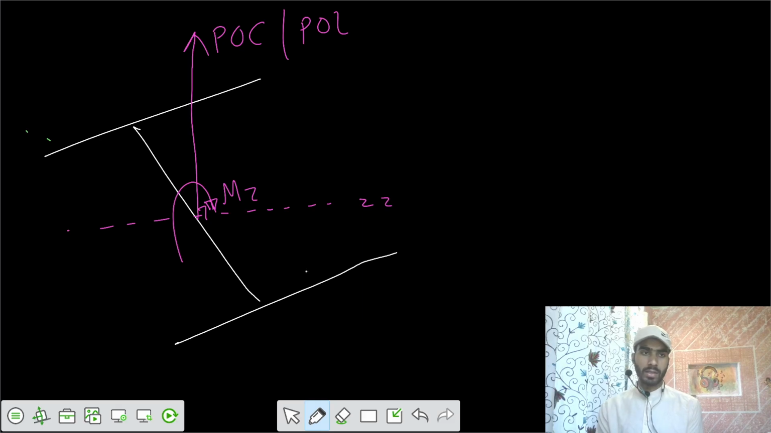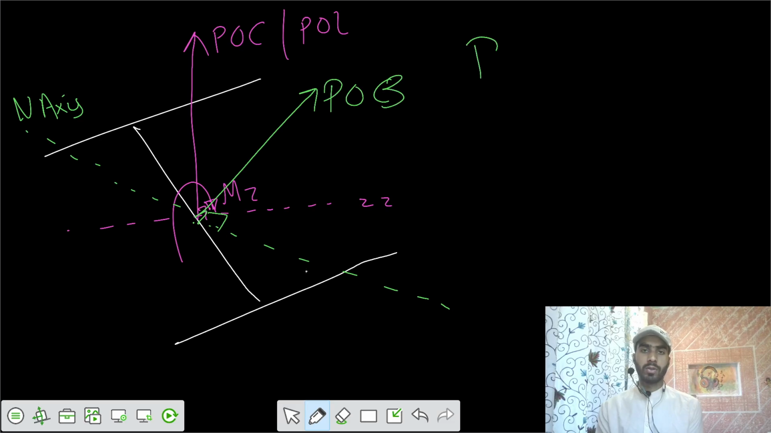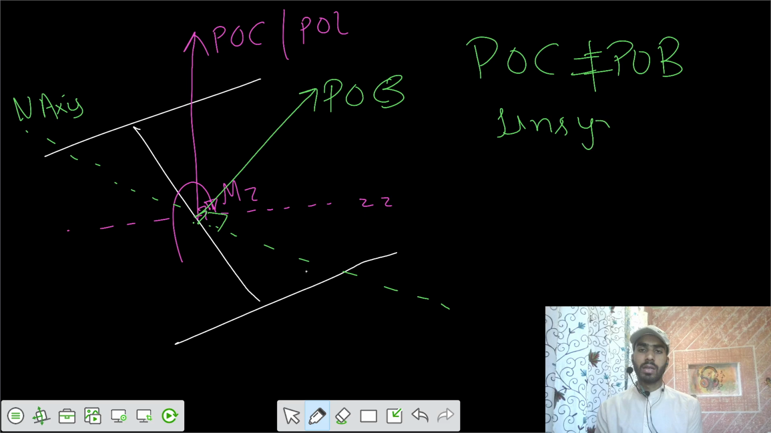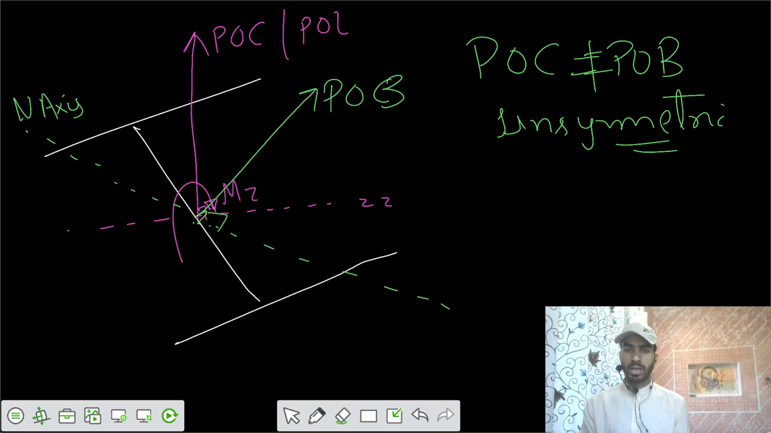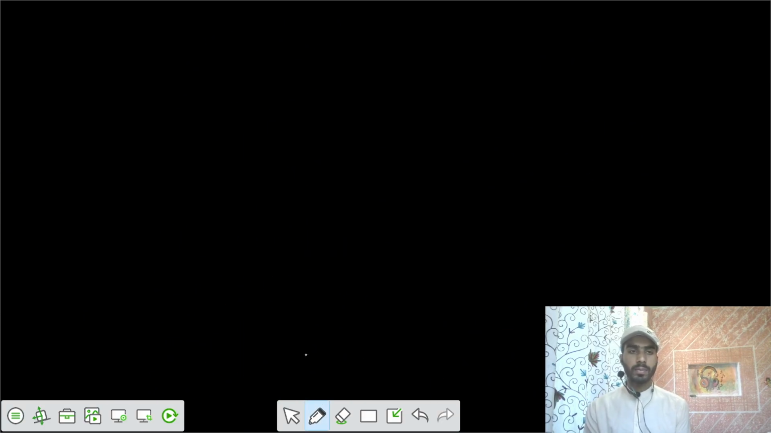So this is the neutral axis that forms. Perpendicular to that, this is the plane of bending. So the plane of couple is not coinciding with, not parallel to, the plane of bending. We say this is unsymmetric bending. Now let's talk about pure bending.